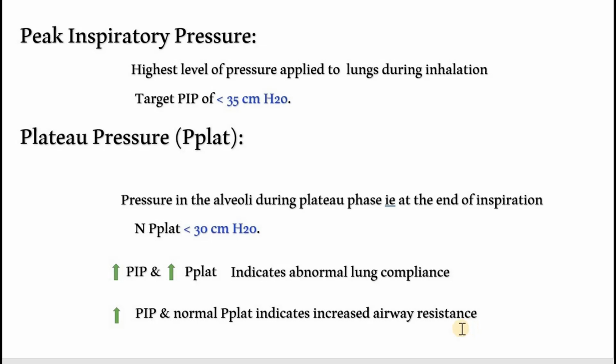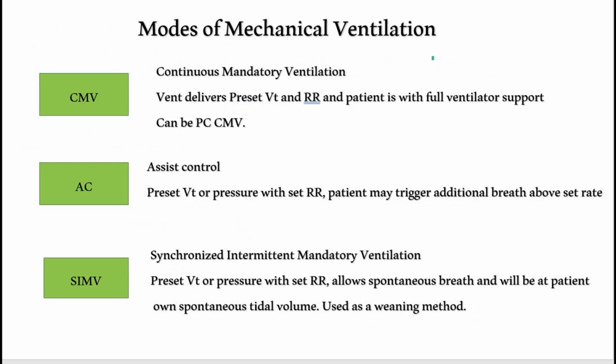So make sure the patient is sedated. You can suction the secretion out and you can inform respiratory therapy. Now let's see modes of mechanical ventilation. In modes, we will be going through the most commonly used modes.